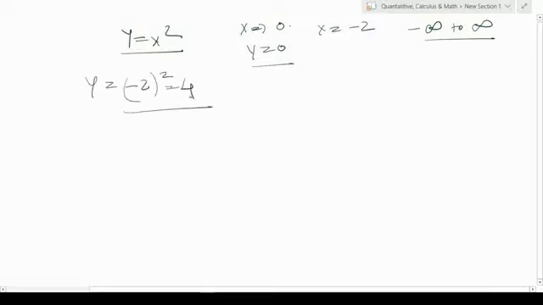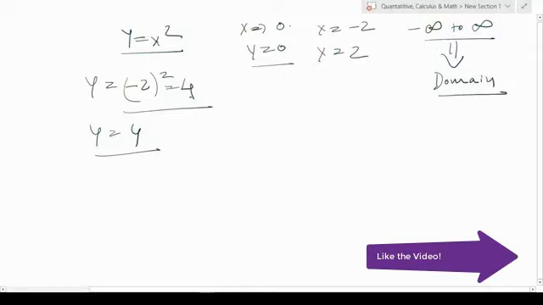Now whether we put x is equal to 2, we again will get y is equal to 4. So whether you put a negative value or a positive value, the answer would be the same. So ultimately the domain is what we define as the input values which you can feed into the function.